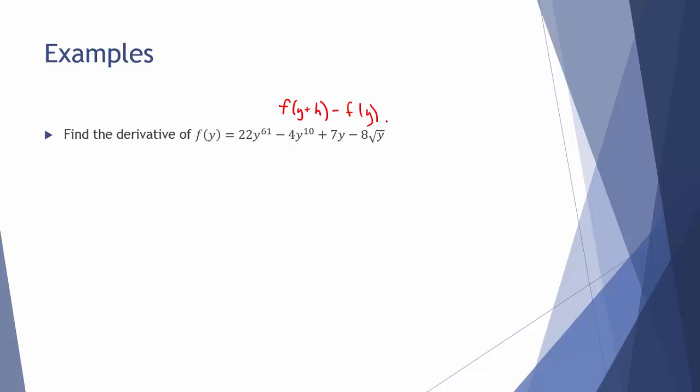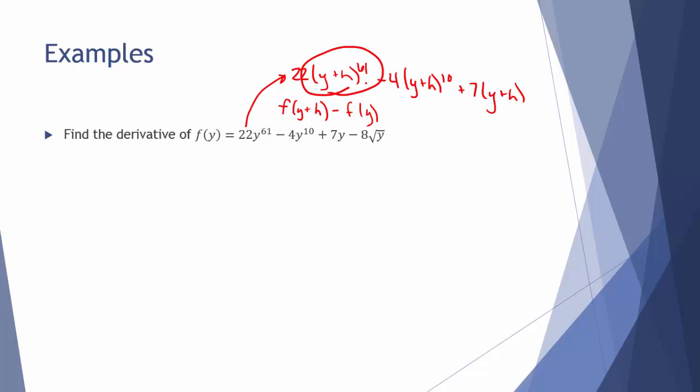There's a limit in front and a denominator, but that means you would have been plugging y plus h into this function. So you would have had 22 times y plus h to the 61st power minus 4 times y plus h to the 10th power plus 7 times y plus h. I mean, this is just a fraction of the limit you were going to have to calculate. And even just look right here. Y plus h to the 61st power is y plus h times itself 61 times. The algebra on this would be horrible. So we're definitely not going to use the limit definition to find this derivative.